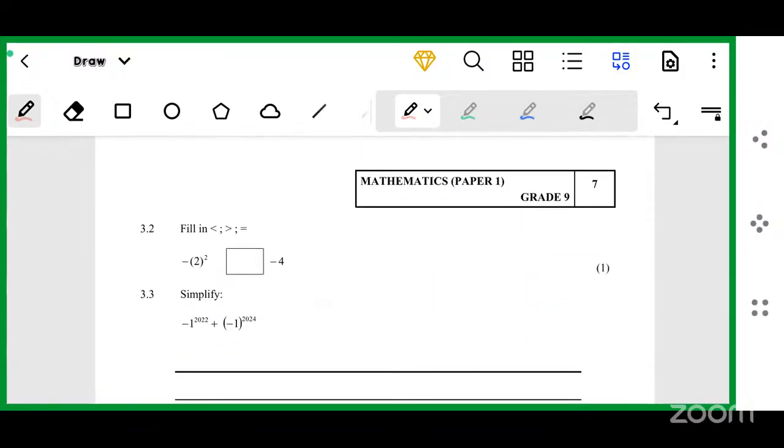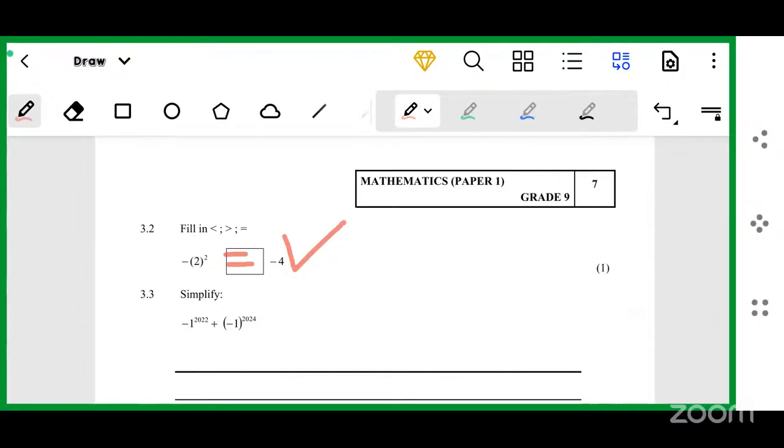Okay, fill in less than, greater than, or equal to. So negative open bracket 2, close bracket to the power of 2 is -4. Is it less, is it greater? All right, it is equal to. Correct. So 3.3, simplify -1 to the power of 2022 plus open bracket -1 close bracket to the power of 2024.